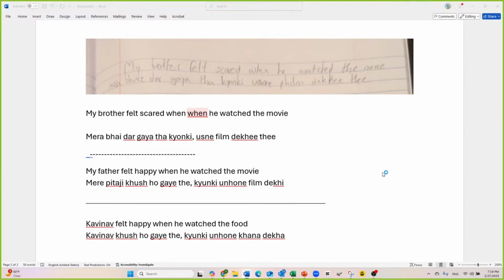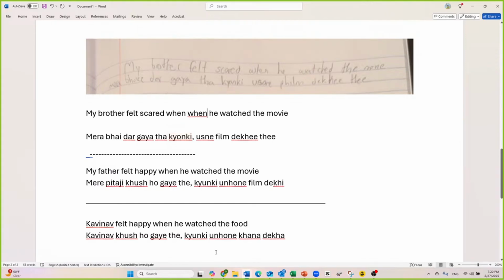So if you see in this sentence, what we did was, instead of saying gaye the, we said gaya tha. Okay, and instead of saying unhone, we said usne. Now what happens is when we are talking to somebody who's younger than you or the same age as you, you don't have to use a respectful tone. When you have to use a respectful tone, you say gaye the. When you don't care about respecting the person on the other side, you say gaya tha.